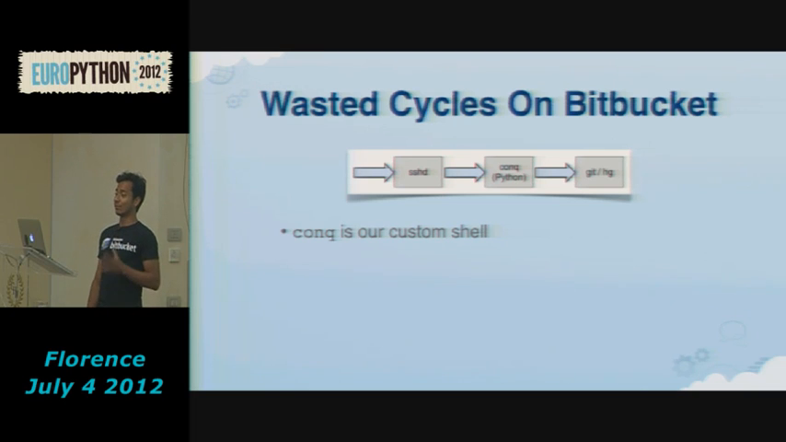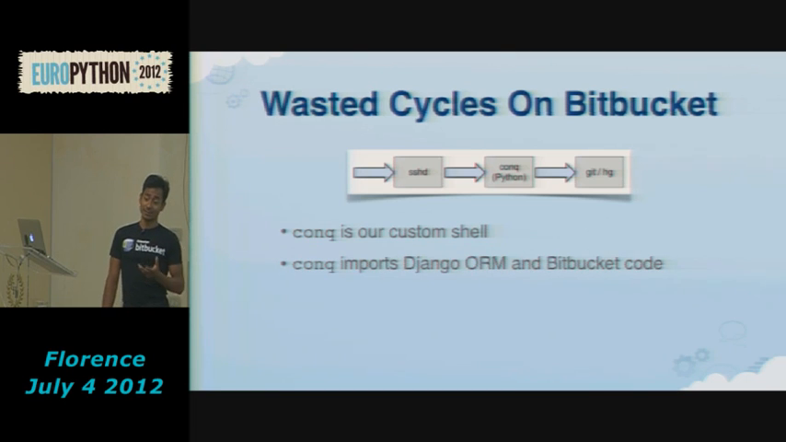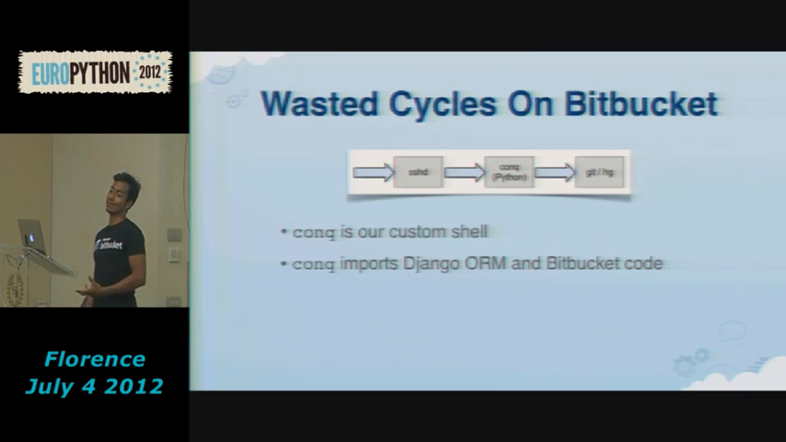And it only recently dawned on us that conch was importing a lot of Django code. In fact, it was using the Django ORM to look up your repository in the database. Now, Bitbucket is a fairly standard Django web application, so at the time it made a lot of sense, and it was quite easy for us to take that same code that went through the ORM and reuse it in conch directly. But that meant importing a lot of Django code and also some Bitbucket modules. And those Bitbucket modules, in turn, imported even more Django code.